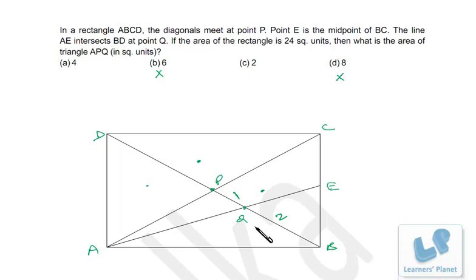So the total area of this is 6. So the breakup will be 1:2. That means area of this will be 2 and area of this will be 4. So we are interested in the area of APQ, that will be 2. Okay, I hope you are clear. Not much paperwork is required, just a very simple conceptual problem.